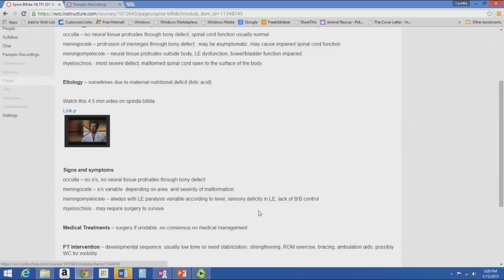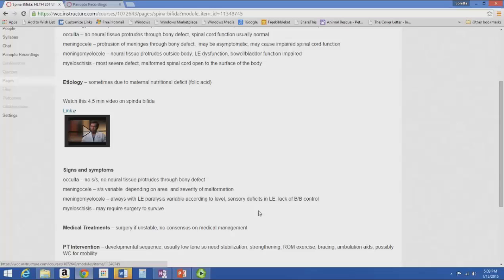So with the meningocele, signs and symptoms can be variable depending on the area that's affected and the severity of the malformation. With the meningomyelocele, it always has lower extremity paralysis. It varies according to the level of the spinal cord that's affected. You can have sensory deficits in the lower extremities and lack of bowel and bladder control.